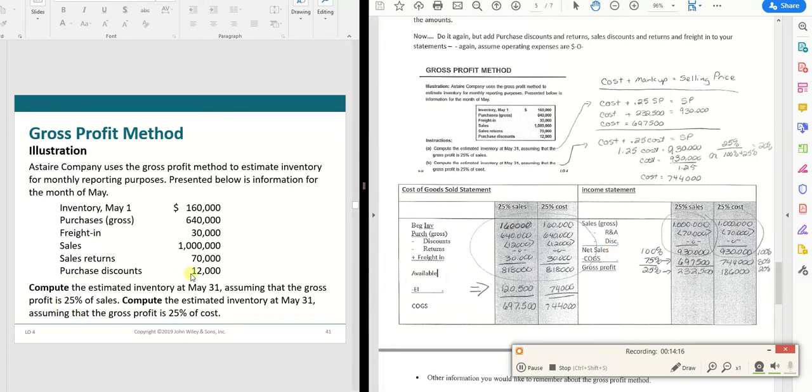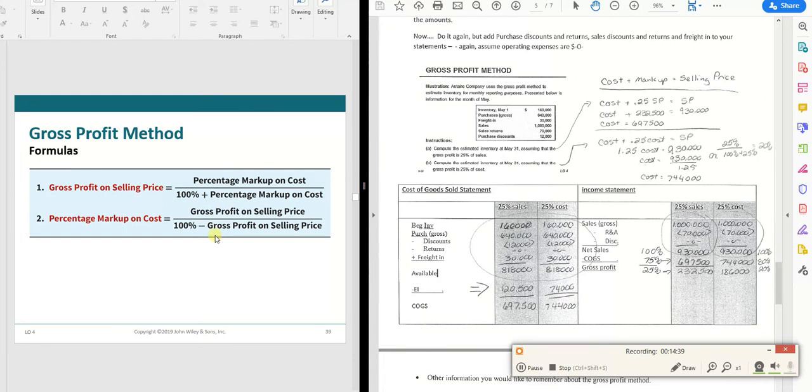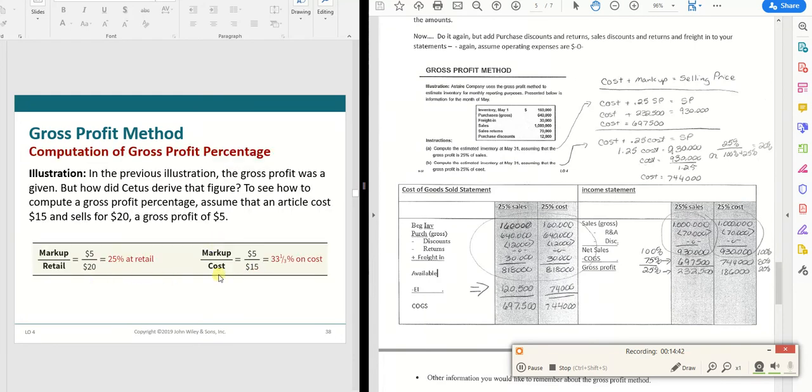Okay. So now compute the estimating ending inventory, assuming that gross profit is 25% of sales, and then compute the estimating ending inventory, assuming that gross profit is 25% of cost. Okay, you need to read it carefully to make sure you know if the markup is on cost or the markup is on sales. And here's how I do it, then I'll show you how the book does it. But notice that my cost plus my markup equals selling price. Stop and think about how simple that is. If it costs me $1 and I'm marking it up 50 cents, my selling price is $1.50. It's as simple as that.